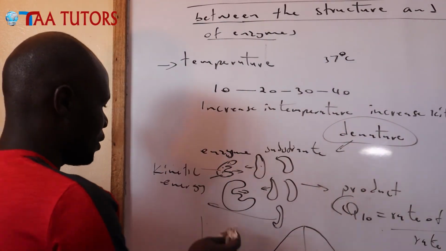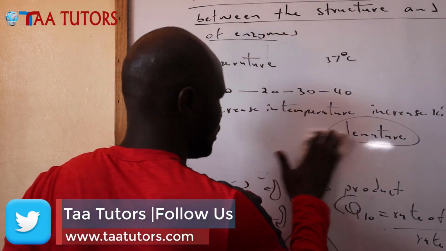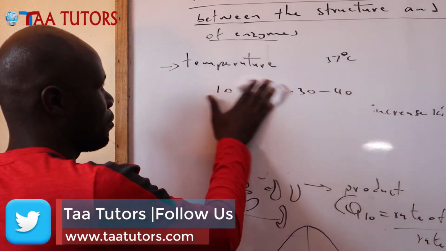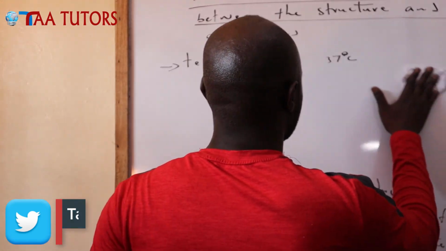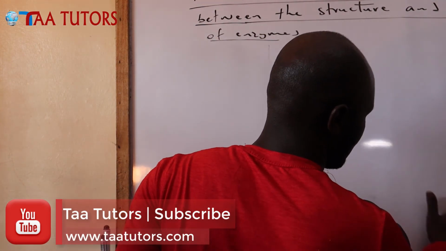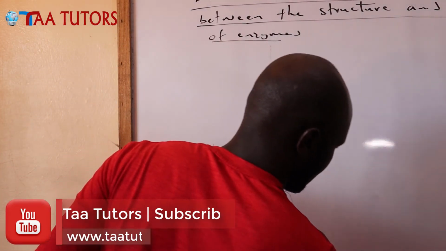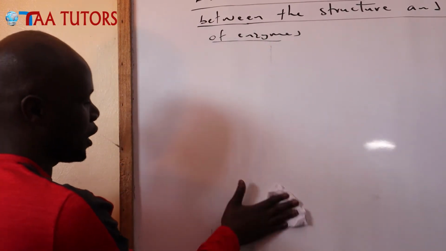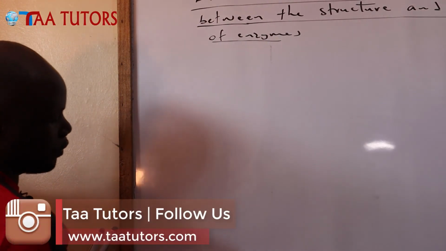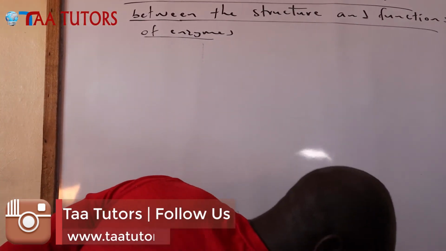Factor number 2 that I want us to consider: we have talked about temperature, we have talked about the enzymes and substrates being specific. We can talk about the pH. This is also another factor that can interfere with the structure, and therefore it can enable the molecules to work differently.